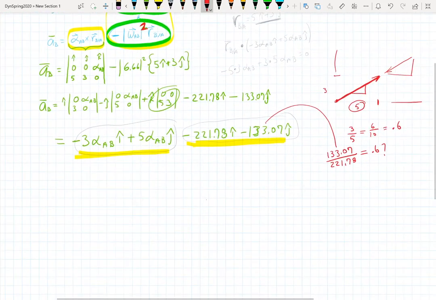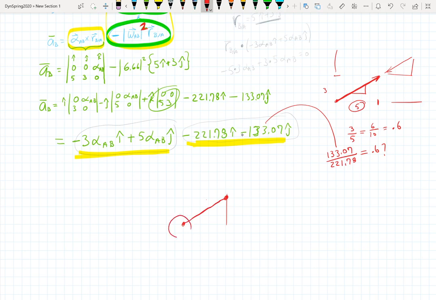In essence, here's what you've got. 1, 2, 3, 4, 5, and 1, 2, 3. You've got this item spinning here. This is A. You have a component of acceleration, which is tangential, which is this component, and you have a component of acceleration, which is the centrifugal part, which is this component.